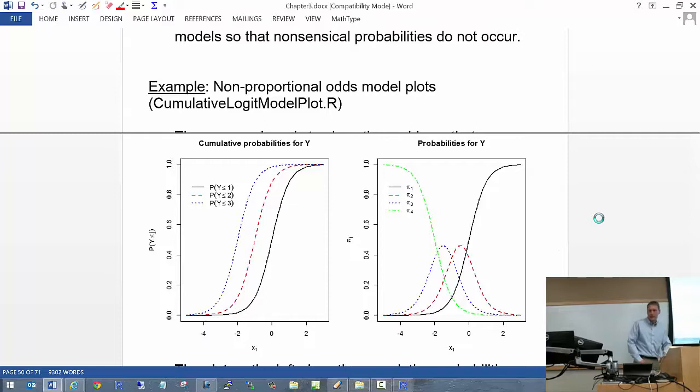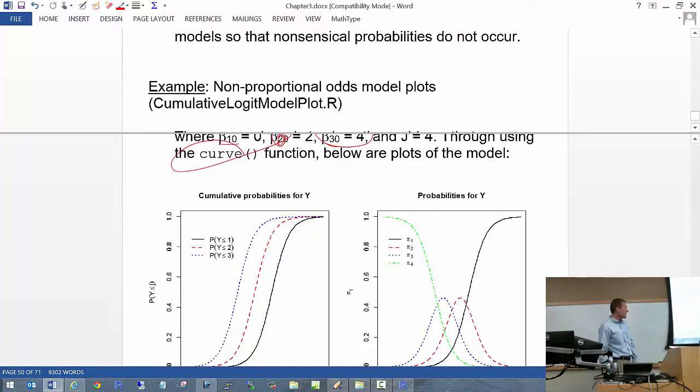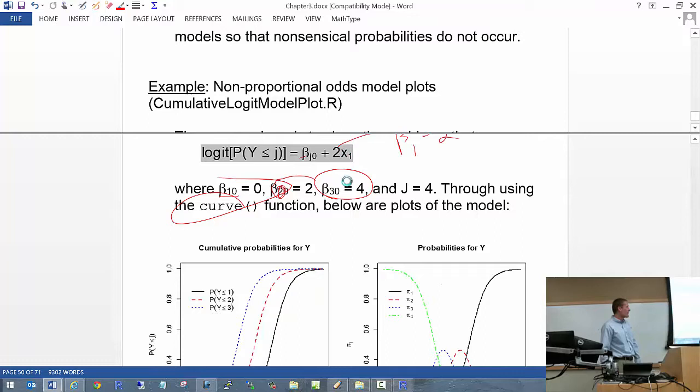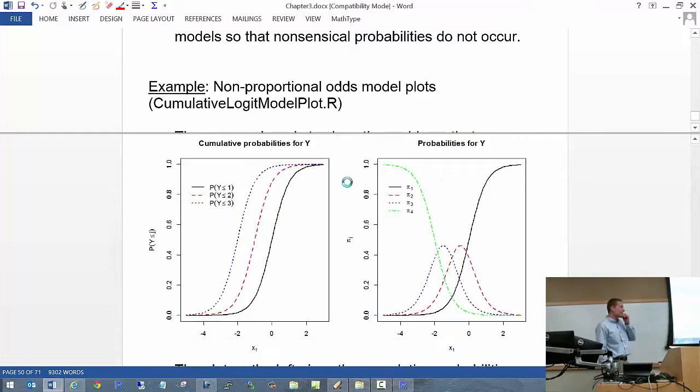Okay. So we drew these plots before with a proportional odds model, in the bottom screen here, using the same program. And what I said was, in that particular time, let's suppose that we had the following model. So I set particular values of beta 1,0, beta 2,0, beta 3,0, and then beta 1 was equal to 2. And this is what we got.